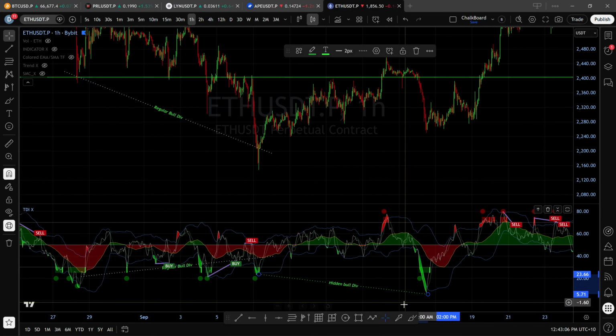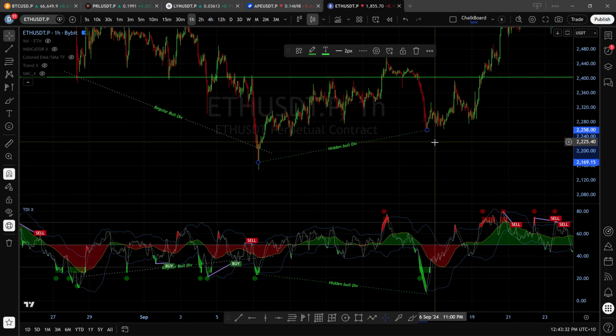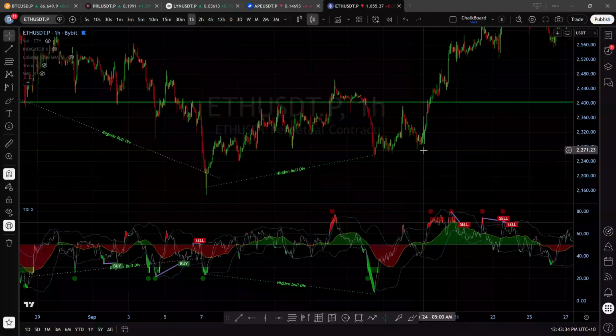So that's what a tool can do to help you with knowing if price is going to get back into the range. So you had a regular one showing a reversal, and then it started to go up. And even though it came down, you had a hidden bull div to show continuation to go up.